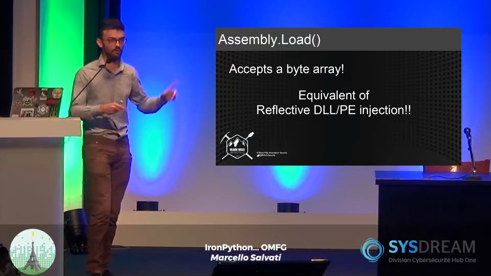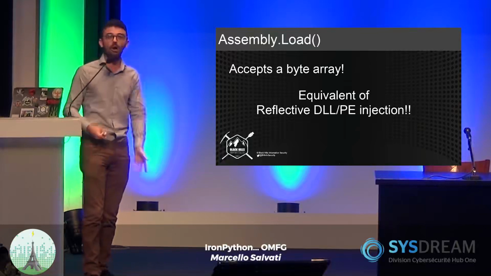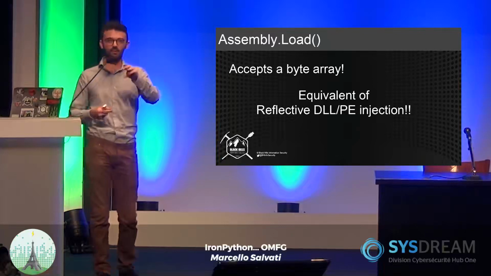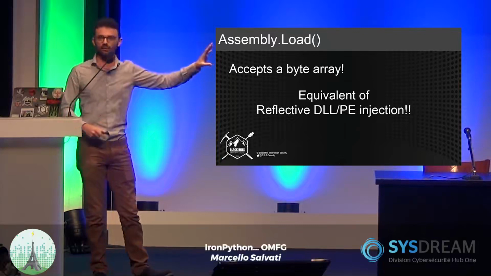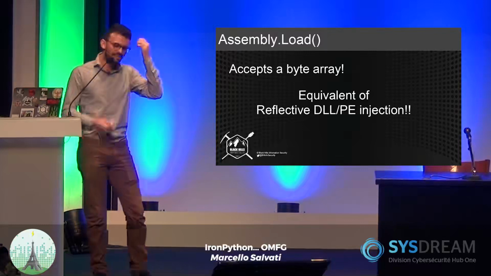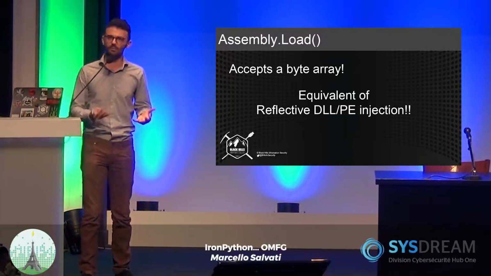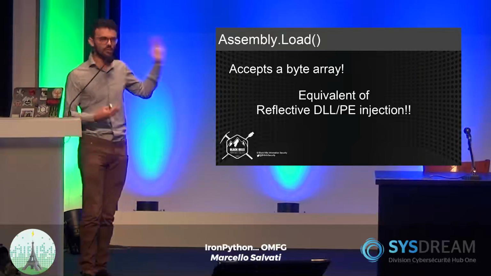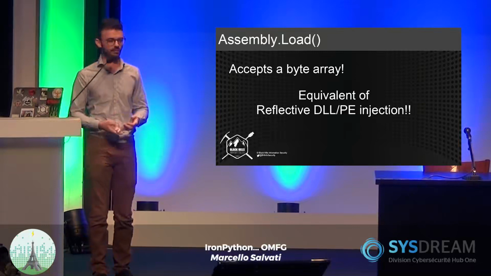Going back to what I said earlier, you have your source code, you compile it to a .NET assembly, which generates an executable or a DLL. All you really need is to read that DLL as a byte array and pass it to Assembly.Load, and .NET will automatically load that into memory. So Assembly.Load is essentially the equivalent of having reflective DLL and reflective PE injection built into a language. This is an extremely powerful function, both for developers and also for offensive tradecraft.